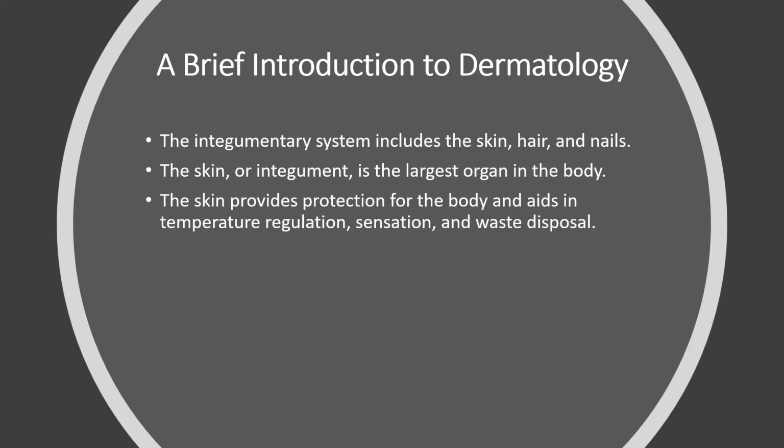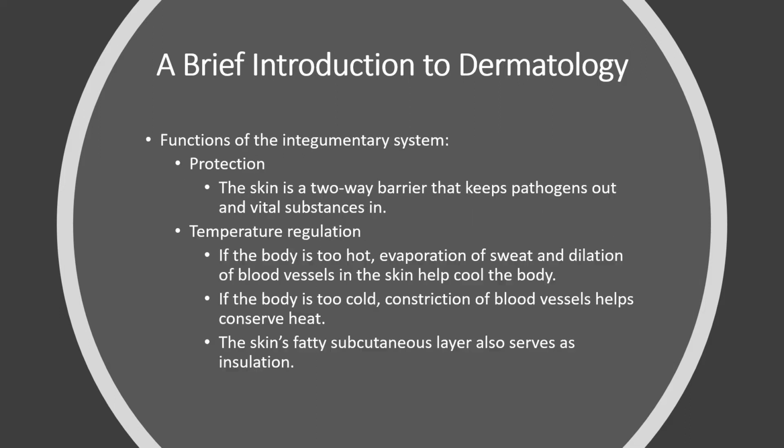The integumentary system includes the skin, hair, and nails. And the skin, or the integument, is the largest organ in the body. It provides protection for the body and aids in temperature regulation, sensation, and waste disposal. So, how does the integumentary system perform its function? First, with protection, the skin is a two-way barrier that keeps pathogens out and vital substances in.